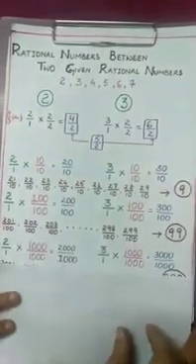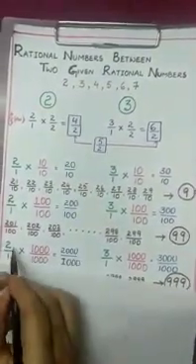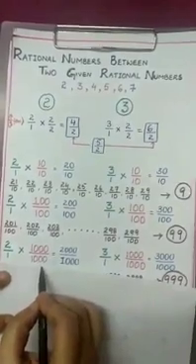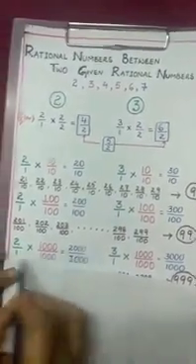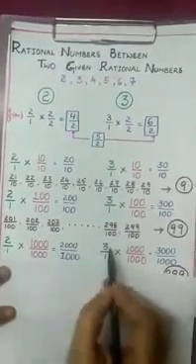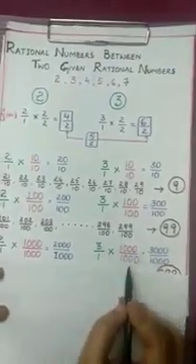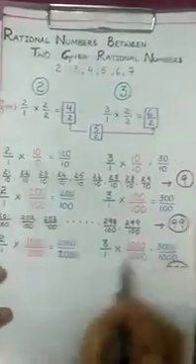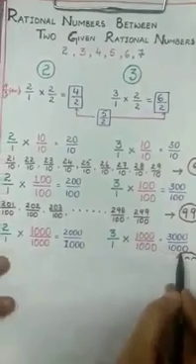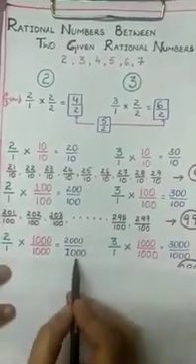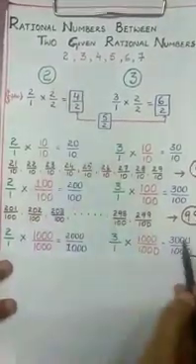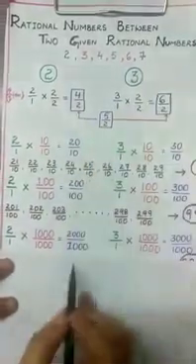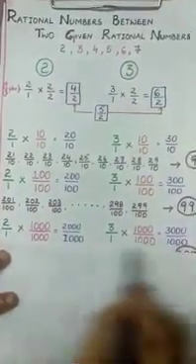Now we'll multiply with 1000. 2 by 1 into 1000 by 1000. 2 thousands are 2000, 1 thousands are 1000. 3 by 1 into 1000 by 1000. 3 thousands are 3000, 1 thousands are 1000. Now here 2000 by 1000 is equal to 2, 3000 by 1000 is equal to 3. Now again both are like fractions.